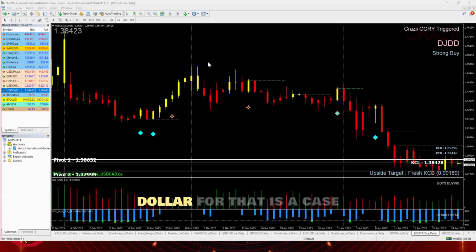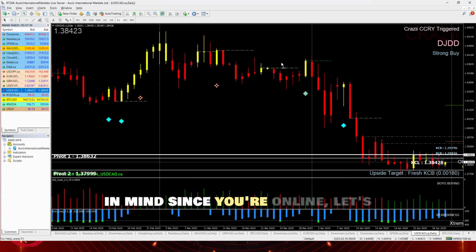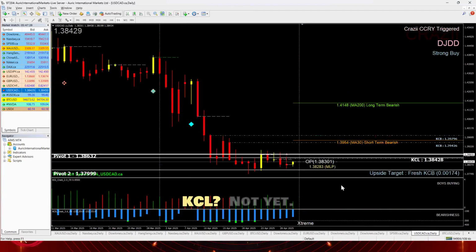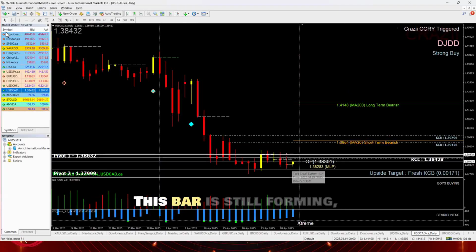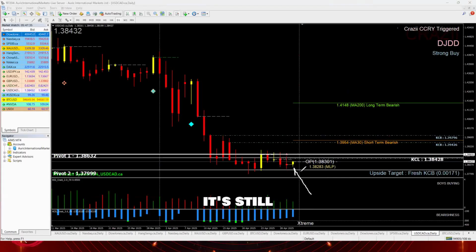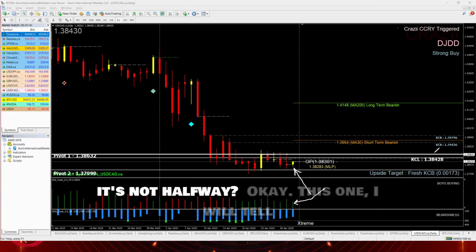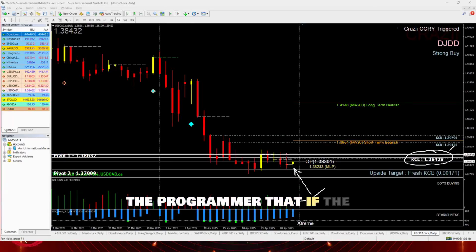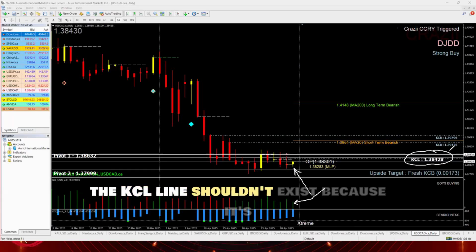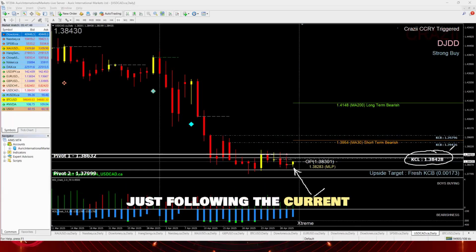Okay, so now Canadian dollar, for that is a case in point. Let's take a look here. Is there KCL? Not yet. Why? Because this bar is still forming. It's still CCRY, KSI is green, so the line will be available tomorrow. Then you will say, Kel, how come you don't have a line? Okay, this one I will tell the programmer that if the market is on the day itself, the KCL line shouldn't exist because it's just following the current price of the market. So that should be ignored. Okay, all right, so this one is a little bug here. I will just remind myself later.